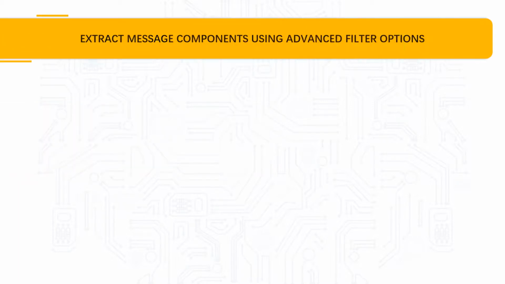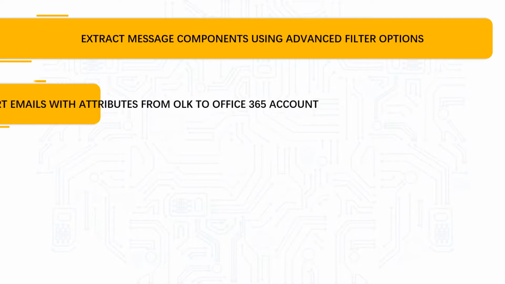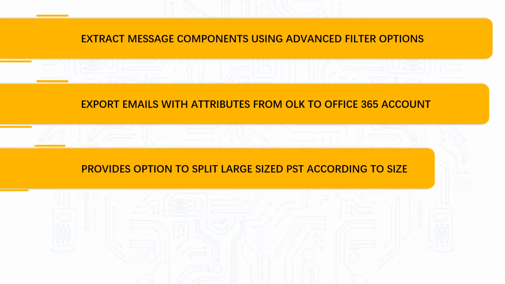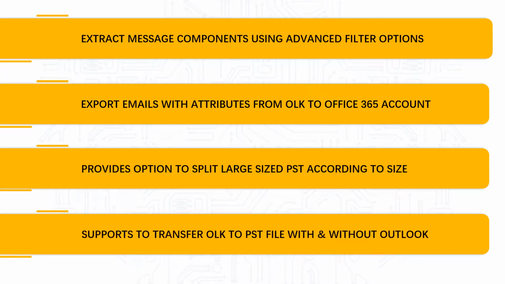Now let's check out the main features of the software. The software lets users extract message components using advanced filter options, exports emails with attributes from OLK to Office 365 account, provides option to split large-sized PST according to size, supports transferring OLK files to PST without Outlook.